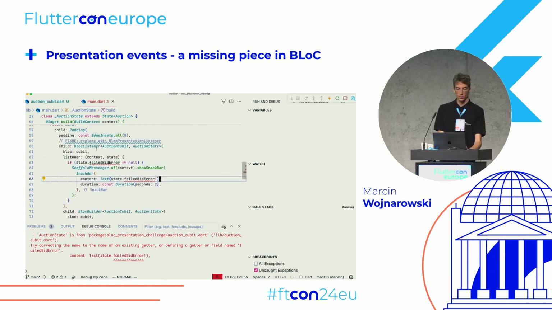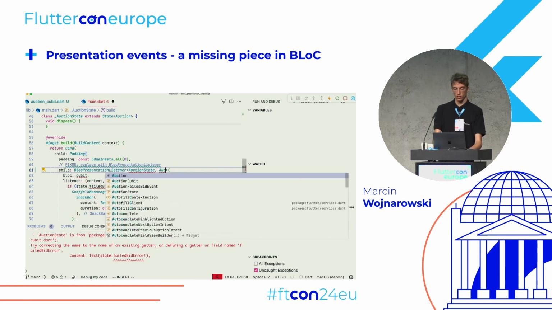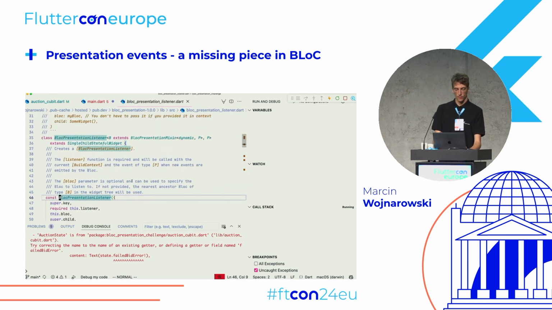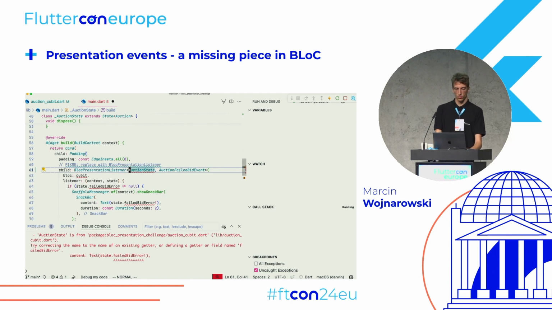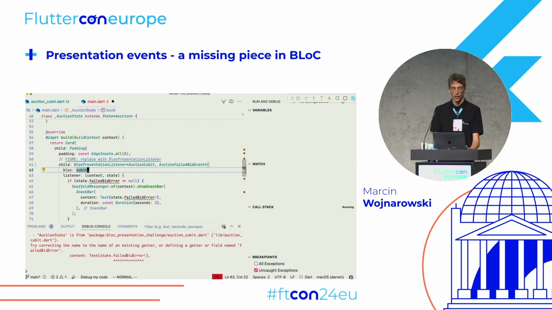But we want to change this. The only thing we'll be changing is that we want the BLoC presentation listener. And now here, instead of the state, we want the Cubit type, which is the auction Cubit. And you can see the API is very symmetric. I don't have to change either the BLoC or the listener, because this will be the same.